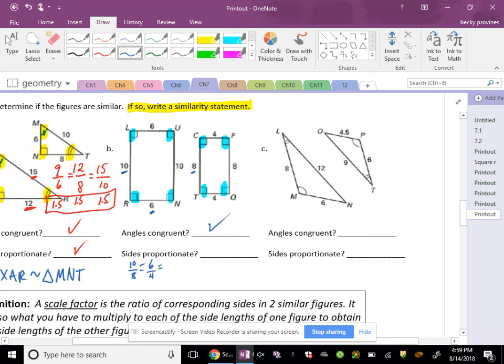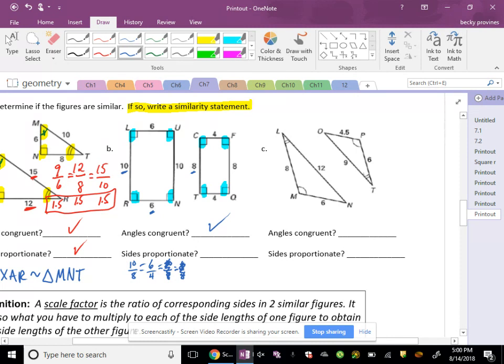Now, if you keep going around the figure, notice there's another 10. Is there really a need to write 10 over 8 again and to write 6 over 4 again? There's really not a need because you're going to get the same answers as you have previously. So it's fine if you leave those two off.